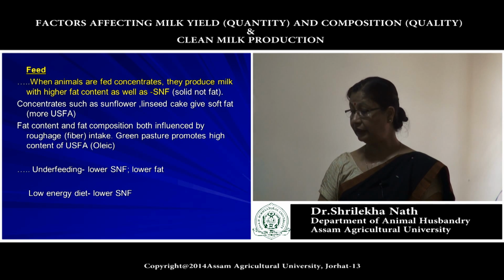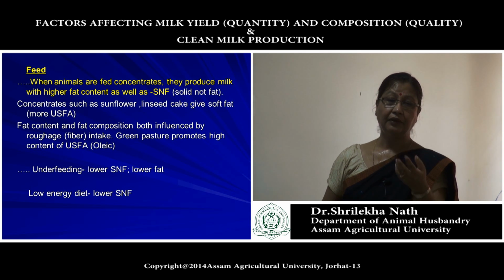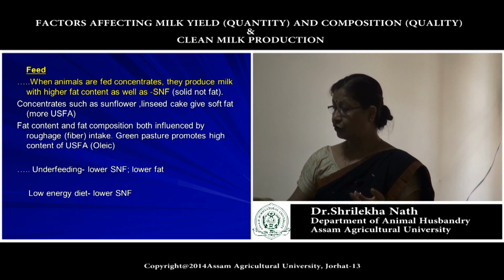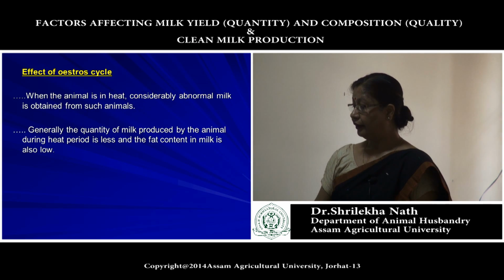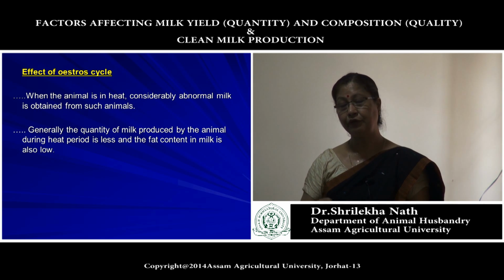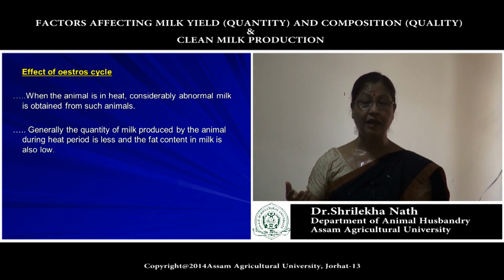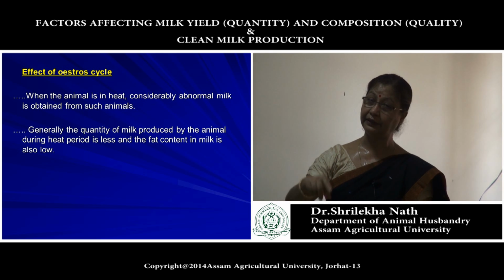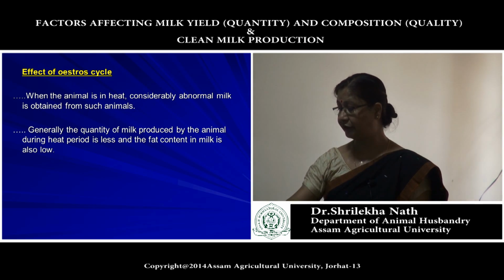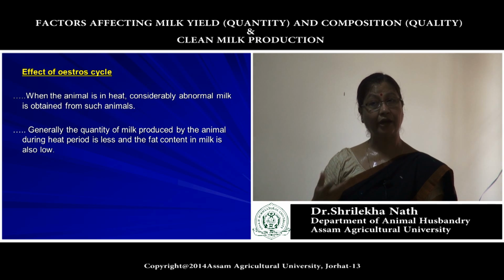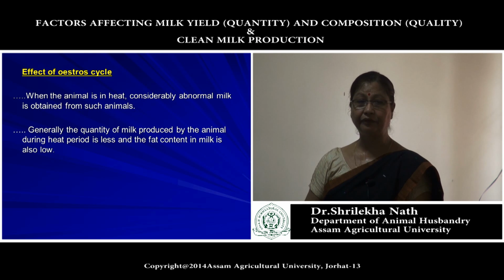Concentrates such as sunflower, linseed, they give more unsaturated fatty acids. That means what? In the feeds you have wheat bran, you have rice polish, you have the oil cakes. So in the oil cakes, if you give sunflower and linseed, you get more unsaturated fatty acids in the milk. If you take oils like palm oil, coconut oil, if you feed such oils, then the fat percentage increases. But if you feed cod liver oil, then again it decreases. So depending upon the type of oil and the type of cakes, the percentage of fat increases or decreases. If you feed roughages, more fibrous food, or green pastures, then the unsaturated fatty acids also increase.